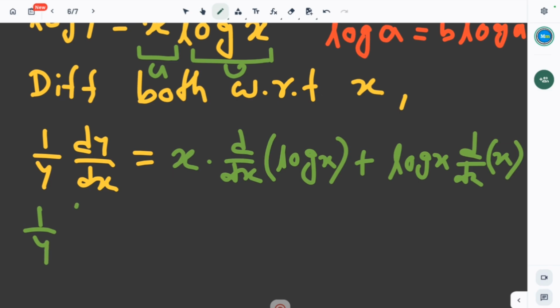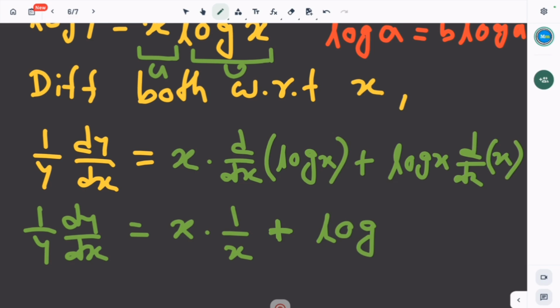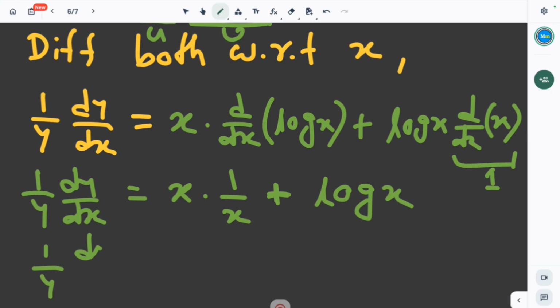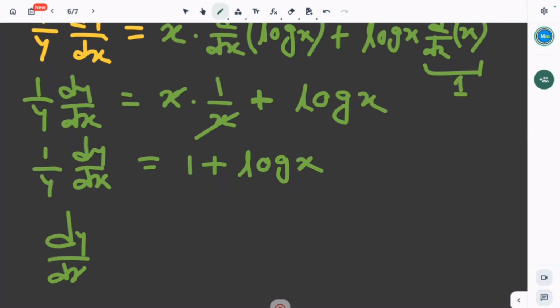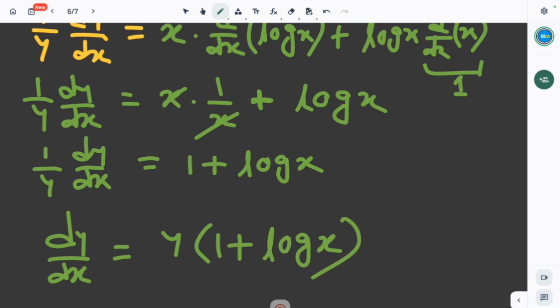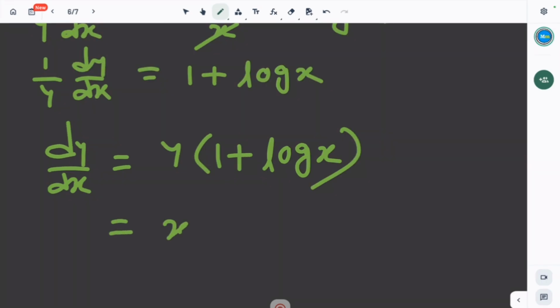So 1 by y dy/dx as it is equals x into d/dx of log x, which will be 1 by x, plus log x, because d/dx of x will be 1. So 1 by y dy/dx equals, x and x cancel, 1 plus log x. So dy/dx equals y into 1 plus log x, and y is x to the power x. So x to the power x into 1 plus log x.